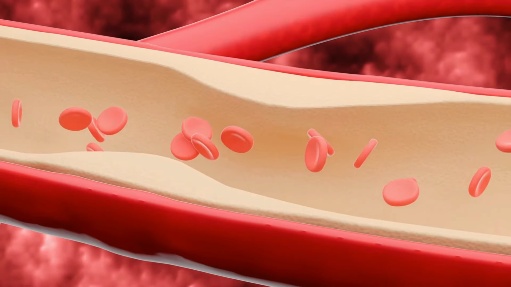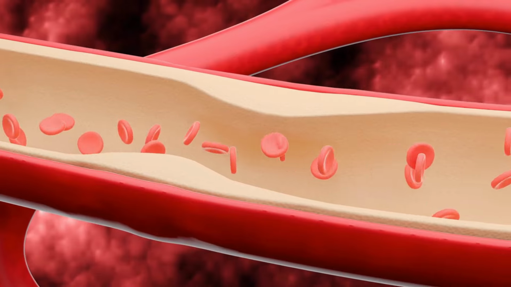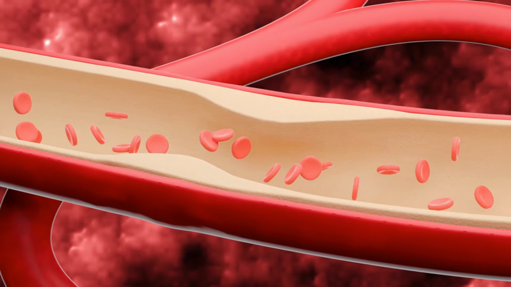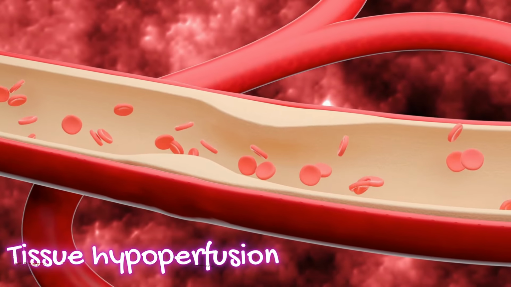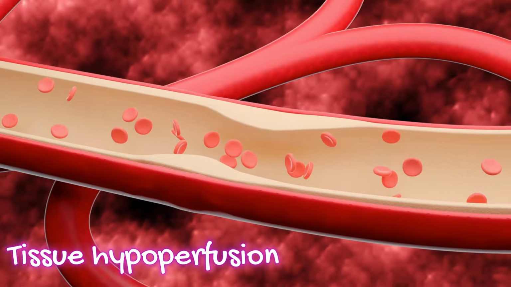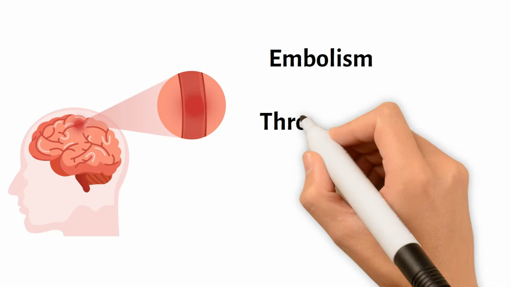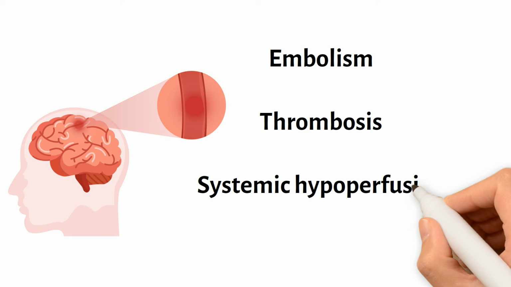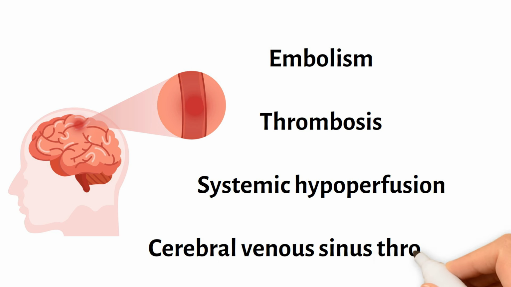An ischemic stroke occurs when the blood supply to an area of brain tissue is reduced, resulting in tissue hypoperfusion. There are several potential mechanisms which can result in ischemic stroke, including embolism, thrombosis, systemic hypoperfusion, and cerebral venous sinus thrombosis. First, let's quickly recap the brain anatomy and its blood supply.